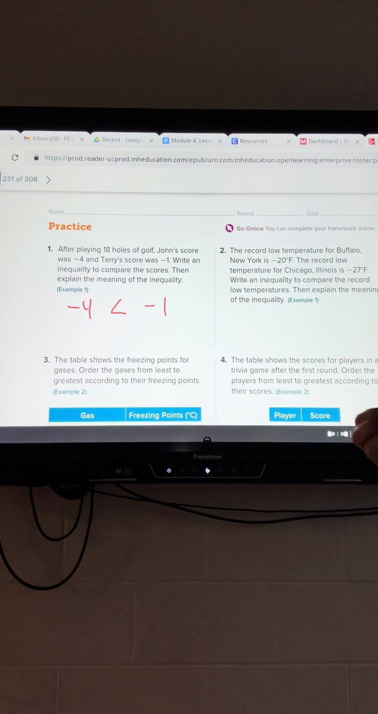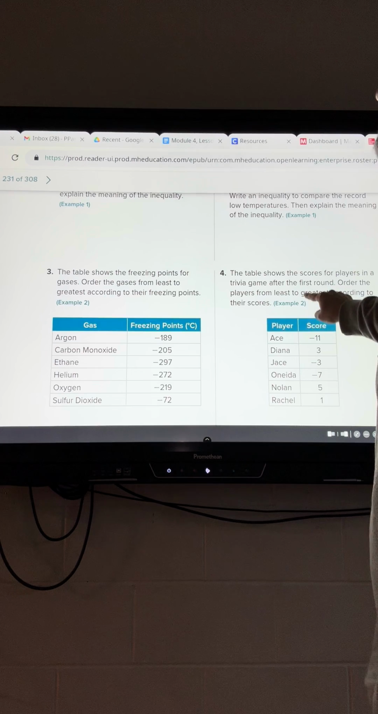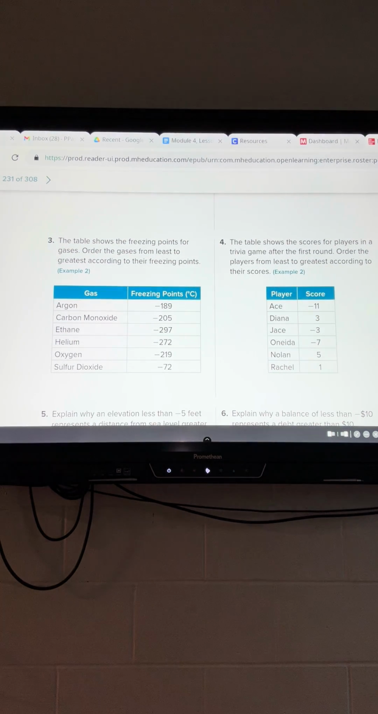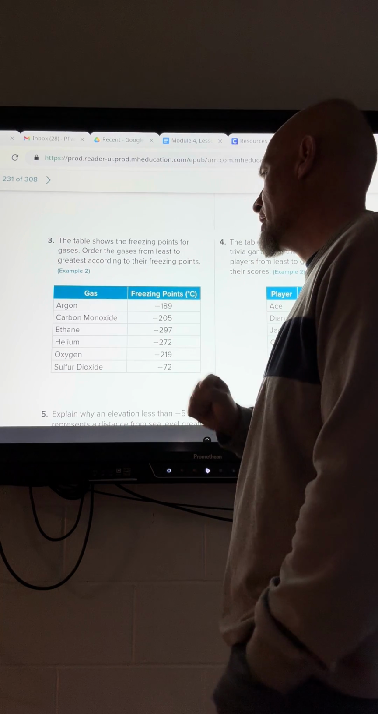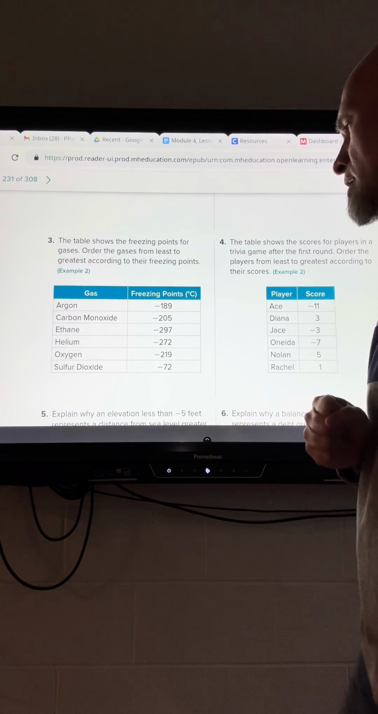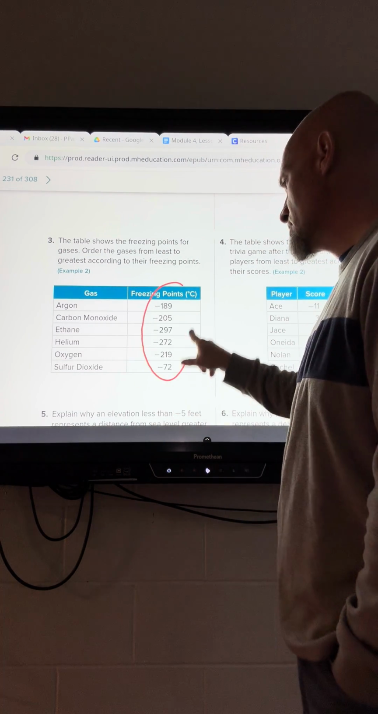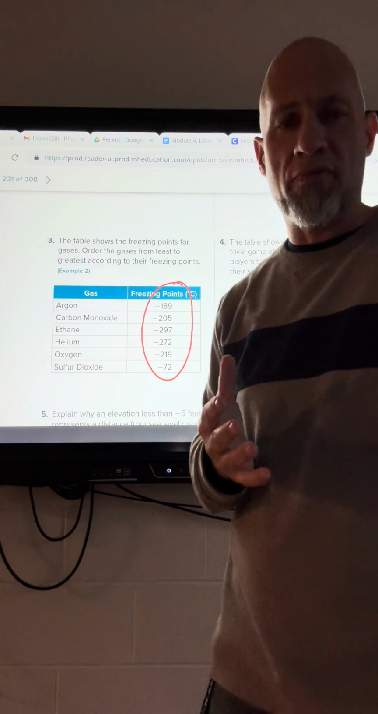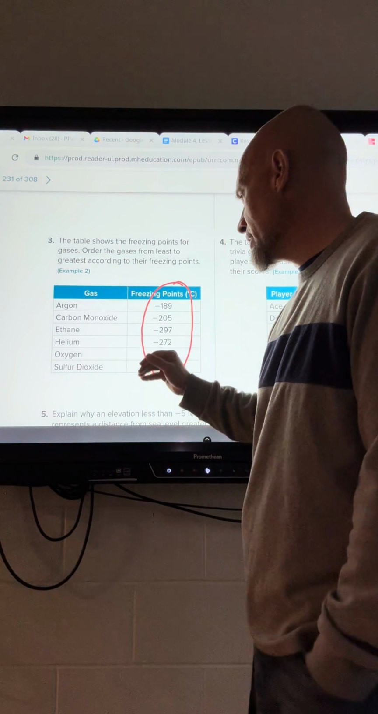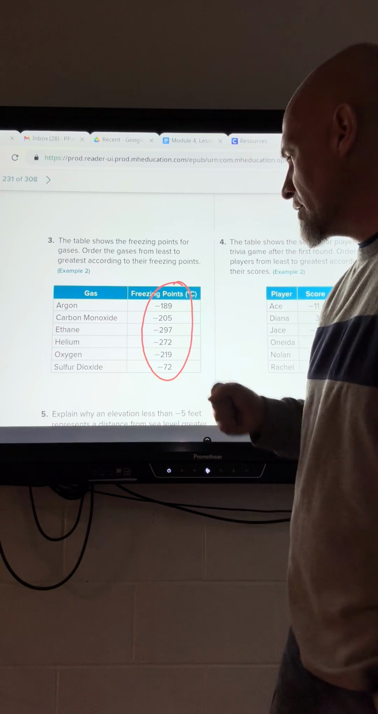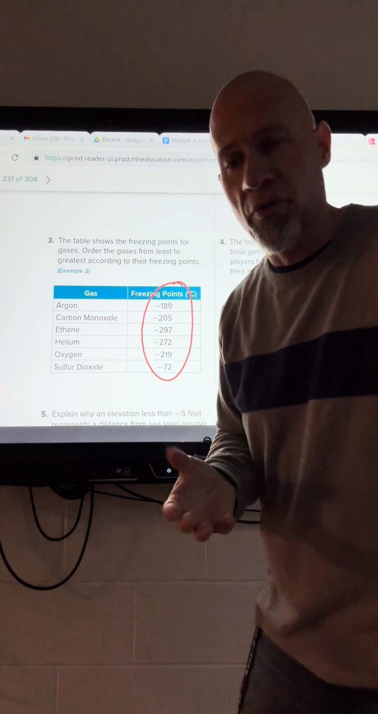Let's do a different one here. Let's look at number 3. So the table shows the freezing points for gases. Order the gases from least to greatest according to their freezing points. So these are all negative. So that way, you know that you have to have the one that would be furthest to the left, right? So almost like the most negative, right? So the furthest to the left of 0 on the number line would be the one that would have the highest absolute value if they're both negative.